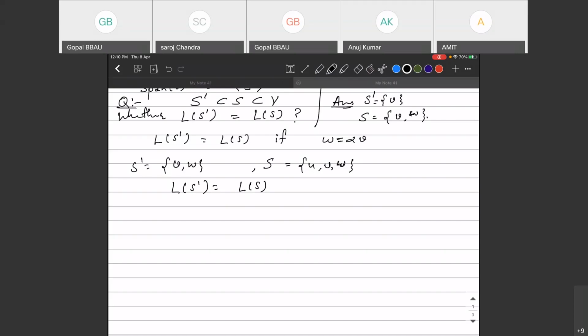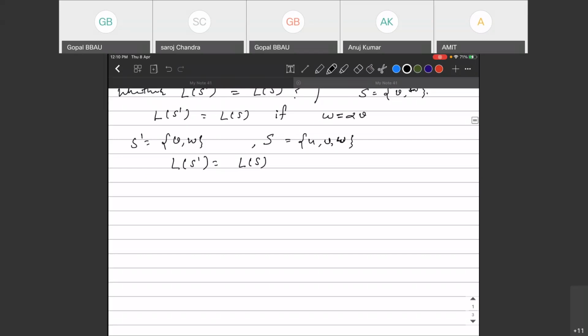If not, then I proceed. So what I said is, if we take S dash equal to VW and S is UVW, clearly S dash is a subset of S. And let's see when S dash equal to LS. So LS dash equal to LS, and we answered it. This is true. This shows when W is a linear combination of U and V.